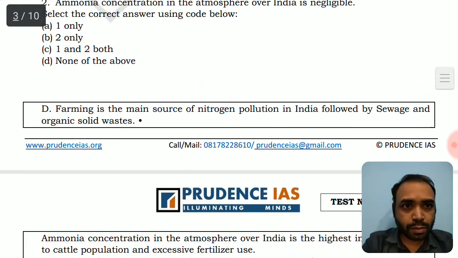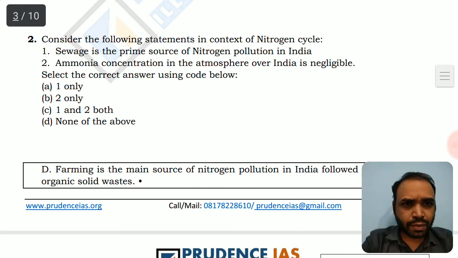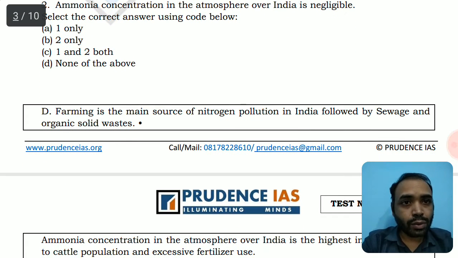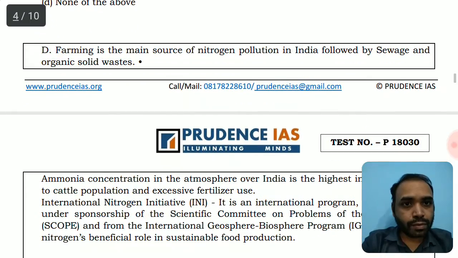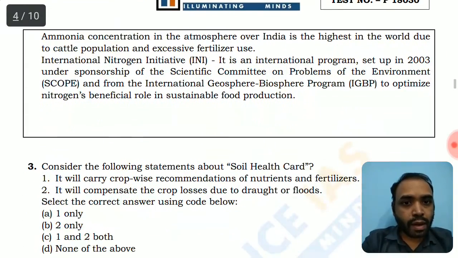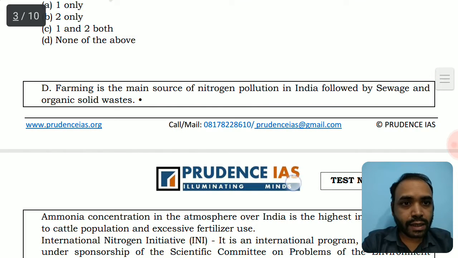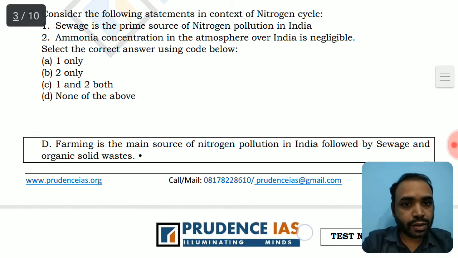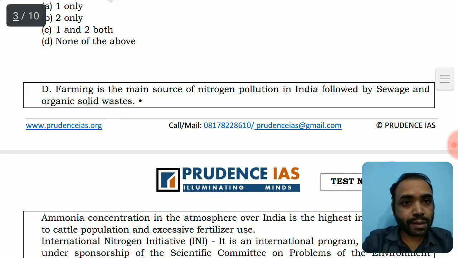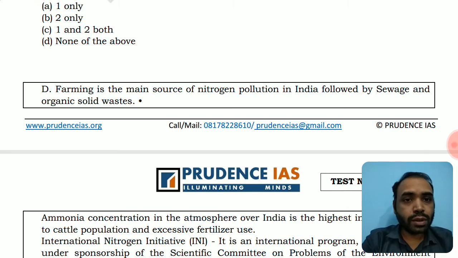That was about the nitrogen pollution. It was a kind of unique question. You can expect these kinds of questions in UPSC. For this nitrogen pollution, the main reason is cattle rearing and the use of fertilizer. Consider both of these, cattle rearing and use of fertilizer, that refers to the farming and agriculture industry. That's why farming is the main source of nitrogen pollution.